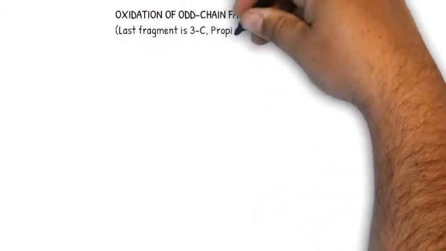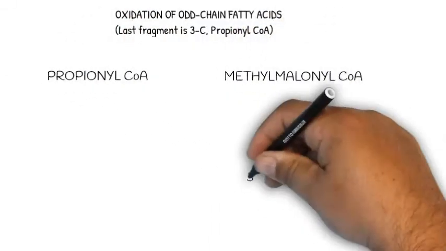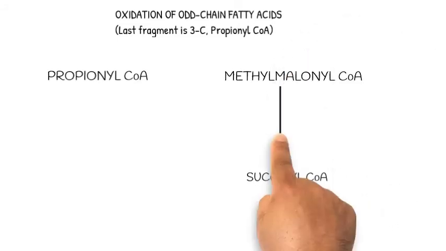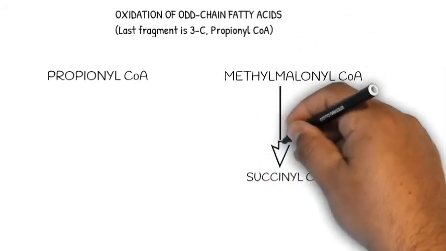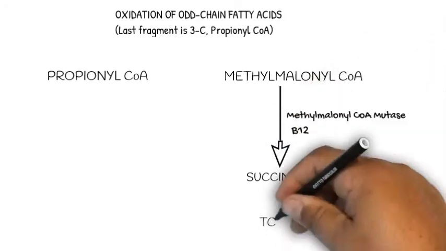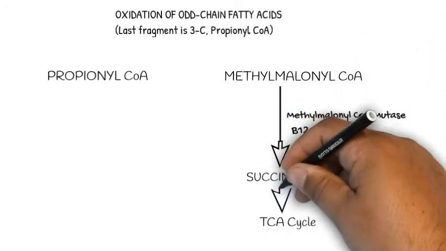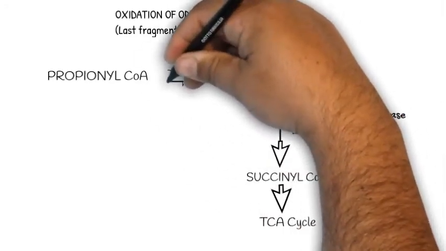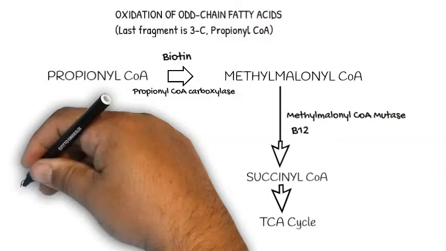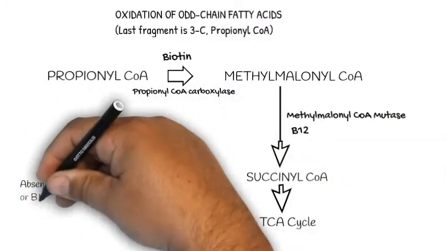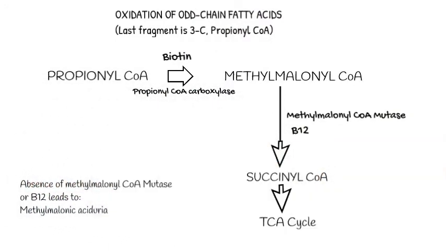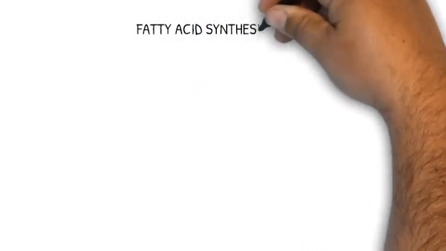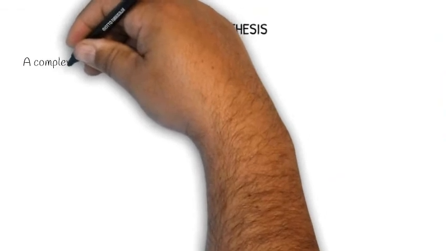Now let's take a look at the oxidation of odd-chain fatty acids. Remember, as I showed you in the previous case, if you have a fatty acid with an odd number of carbons, it leads to propionyl coenzyme A, which is converted to methylmalonyl CoA, which in the presence of vitamin B12 or the enzyme methylmalonyl CoA mutase is converted to succinyl CoA, and which then enters the TCA cycle.